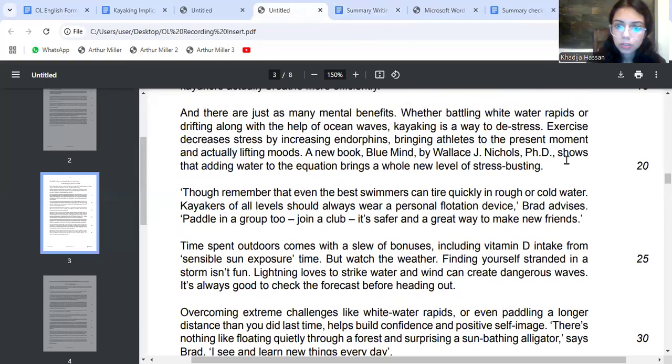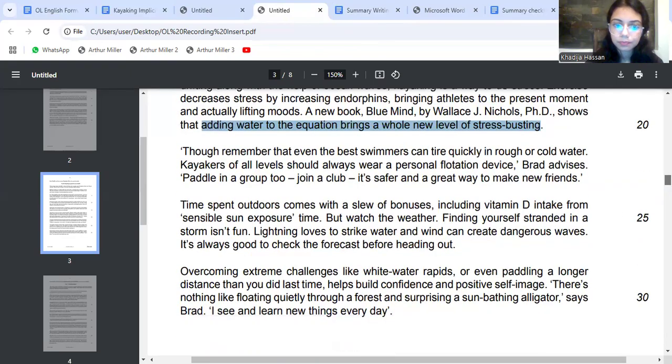The new book, Blue Mind by Wallace J. Nichols, PhD, shows that adding water to the equation brings a whole new level of stress busting. I don't think that this would be a point since we've already mentioned that it's a great way to de-stress.